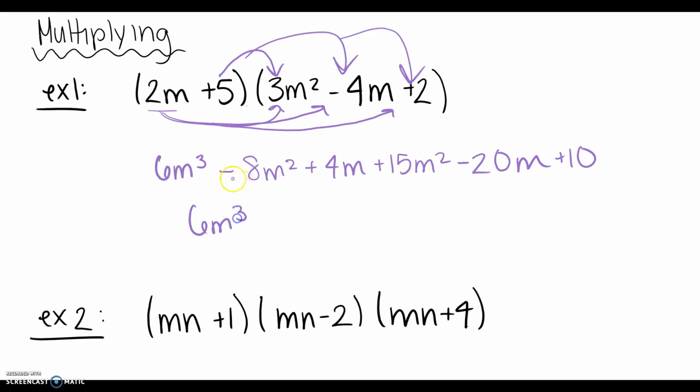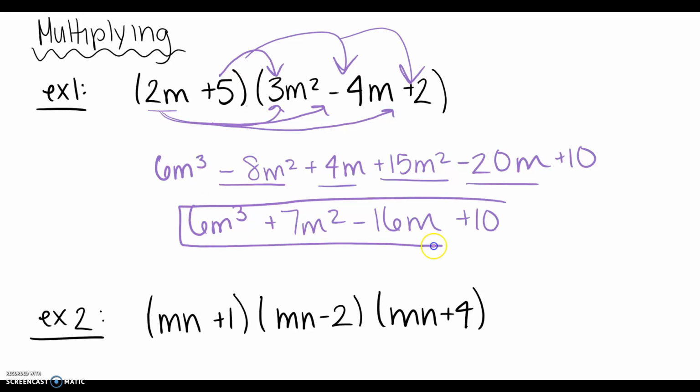So 6m cubed, and we have an m squared, and another m squared, so negative 8 plus 15. It's going to be positive 7m squared. Then we have 4m minus 20m, which would be negative 16m. And then we just bring down our positive 10, and this is our new polynomial.